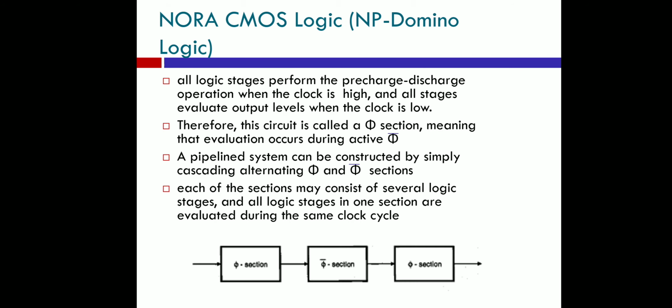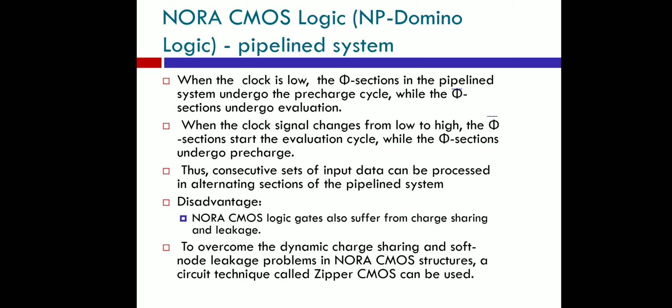Okay, so you have phi section, you have phi bar section. So you can easily connect phi section NORA with phi bar section NORA. A pipeline system by simply cascading the phi and phi bar sections is also possible. When you have very complex circuits, this is one circuit that you can use.